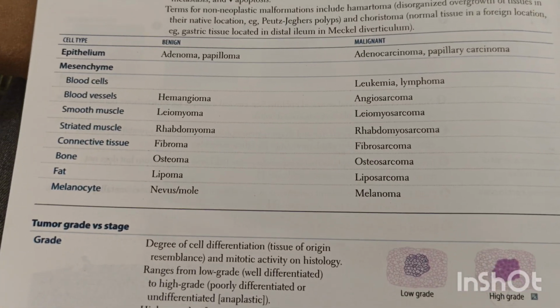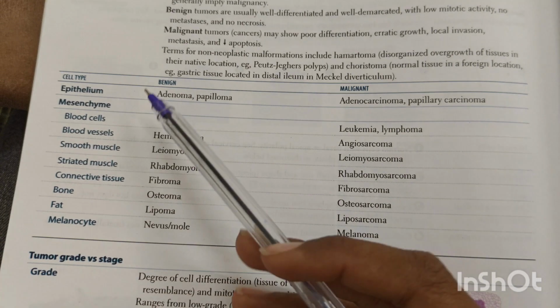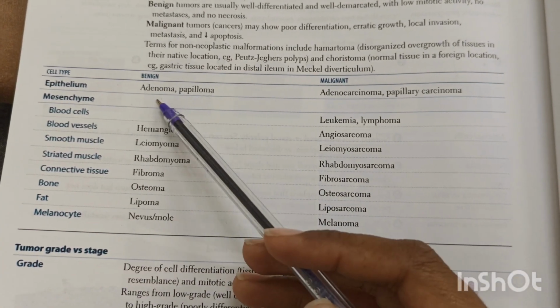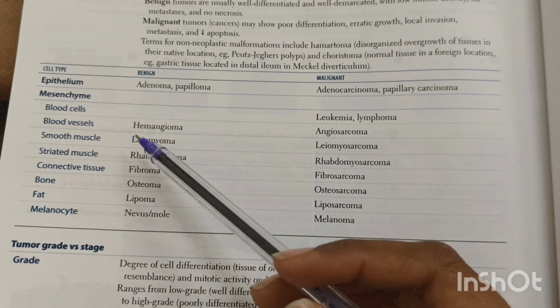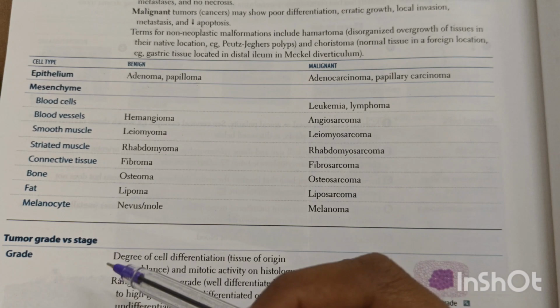So now let us see the nomenclature. First one, the tumors which are arising from epithelium are adenoma and papilloma. These are benign. So those ending with oma are all benign. Of course, some exceptions are there. Malignant, the same one will be adenocarcinoma and papillary carcinoma.